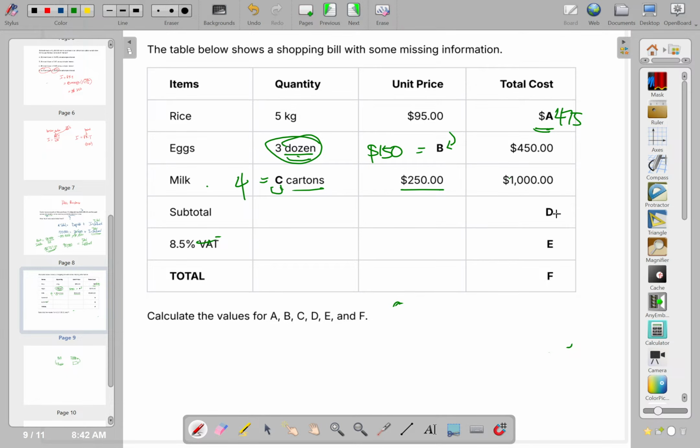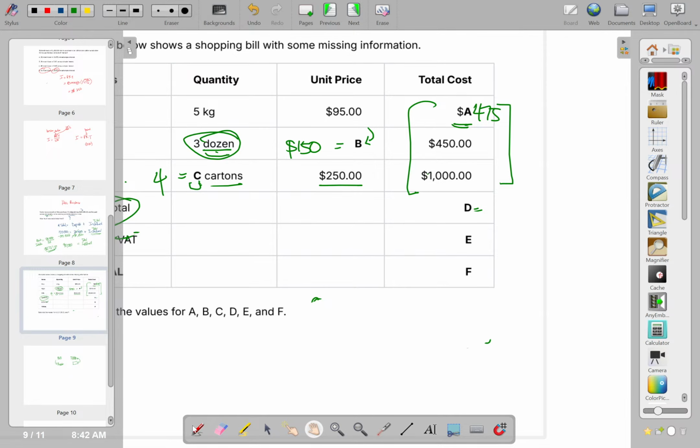Now D is the subtotal. Subtotal just means I want the total. It's like saying you're going to the register. These are the costs for everything. What's the total that you're expecting? So D would equal 1,000 plus 450 plus 475. That looks like 1,925, I think. Is my math correct? Let me know. I think it is.